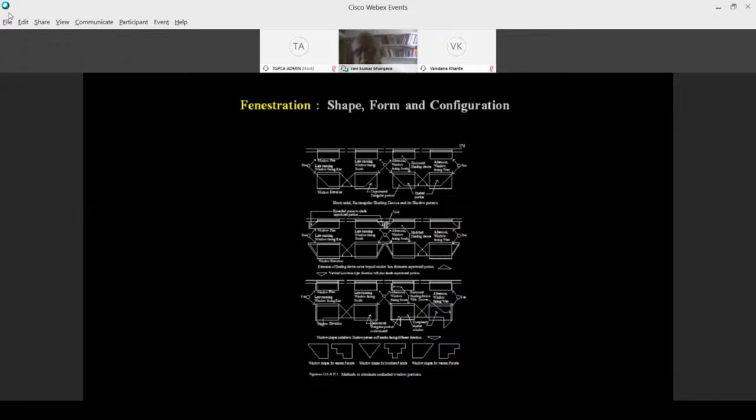What I am trying to say here is that, depending on the shadow pattern, either we should decide the shape of the window, or, considering the shape of the window, we should design shading devices to keep the maximum portion of the window in shade.